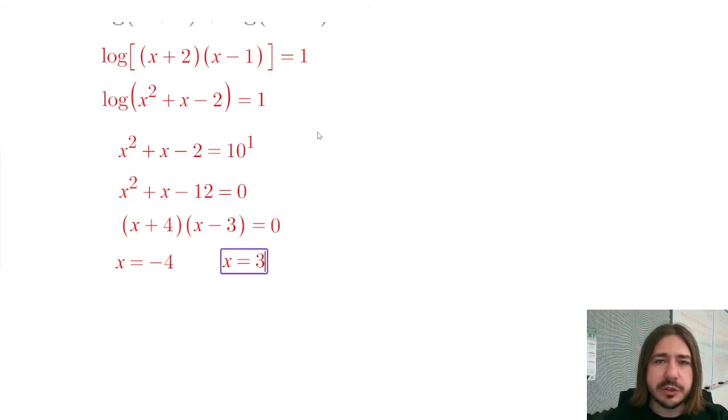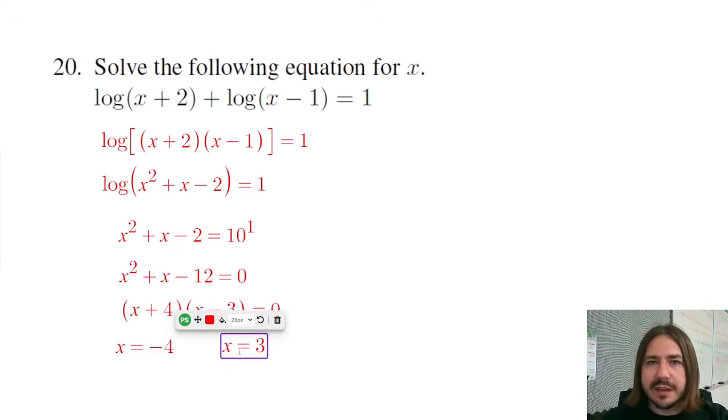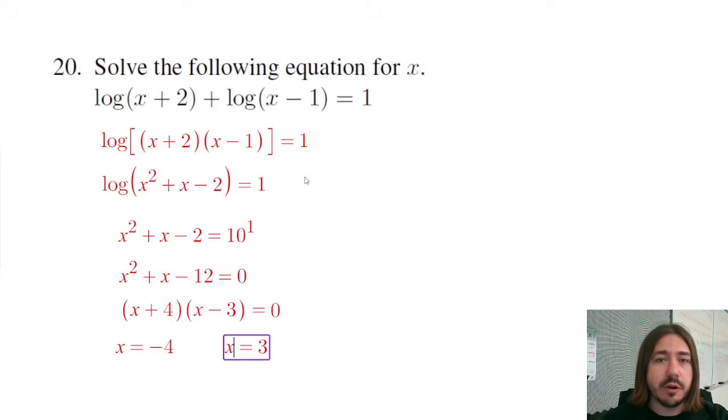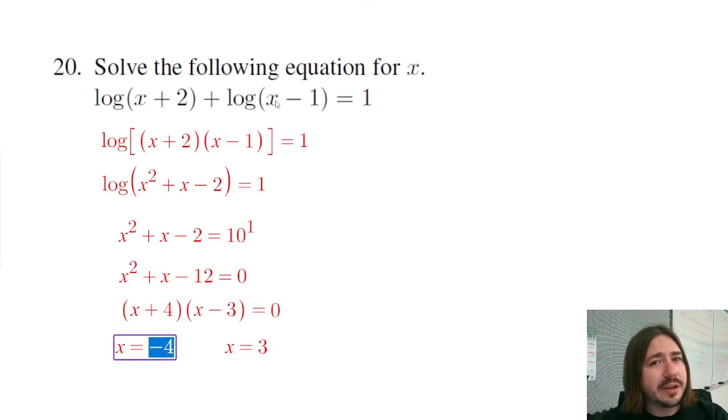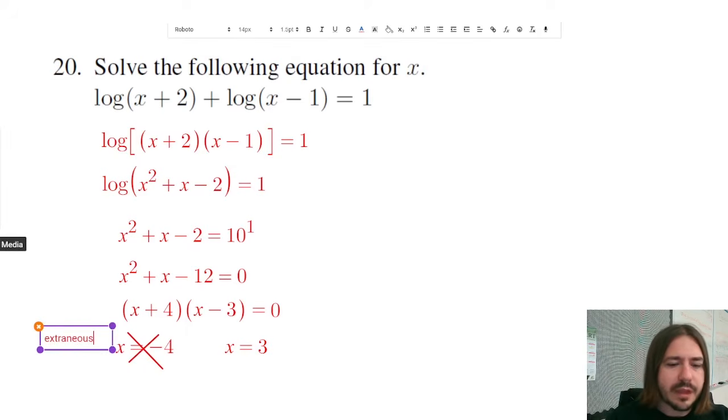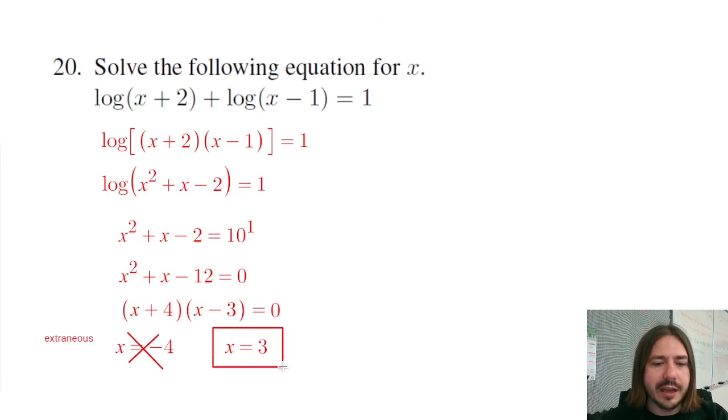Now you got to be careful when you're solving logarithms. You want to test your solutions to make sure that neither one of them are extraneous. A logarithmic function has a domain restriction where anything inside the parentheses has to be positive. It can't be 0 and it can't be negative. So if I plug in 3, 3 plus 2 is 5, no problem there. 3 minus 1 is 2, no problem there. But if I try to plug in negative 4, I'm going to get log of negative 2 or log of negative 5, and you cannot take the logarithm of a negative number. So this x equals negative 4 is what we call an extraneous solution. And x equals 3 will be the only actual solution here.